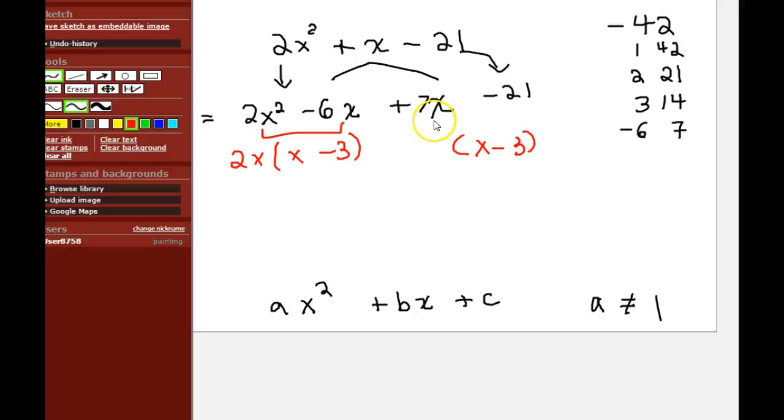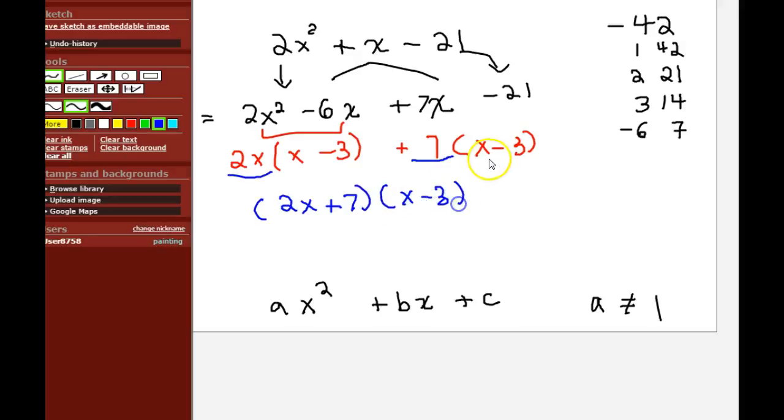And then I look outside and I'm missing a 7. And then I check. 7x minus 21. Yes, that's going to work. Now it's understood that there's a plus here. And then I combine. I take the numbers that are outside of the parentheses and put them together. 2x plus 7 times x minus 3, because in this last step what I'm really doing is this is my greatest common factor, x minus 3.